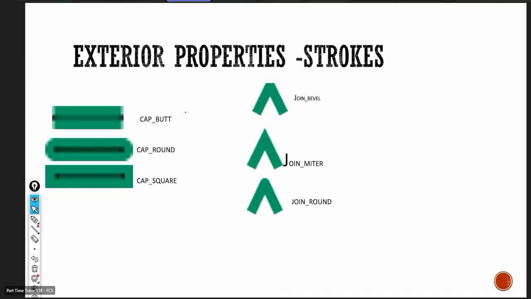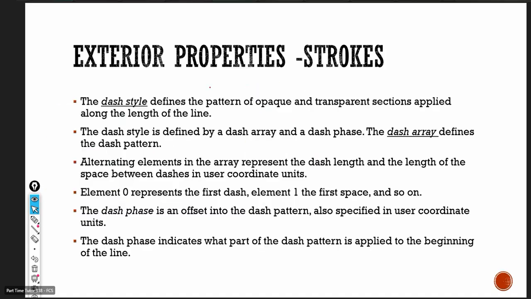Let's start now with the ending. We call this the ending cap. We have three types of ending: here the butt cap, here the round cap, and here the square cap. For the connection, for the join of two lines, we can use the join bevel. You can see that it is like this. Here we have join miter, and here we have the join round. So three types of cap, three types of join.